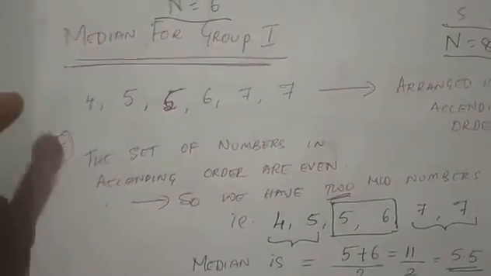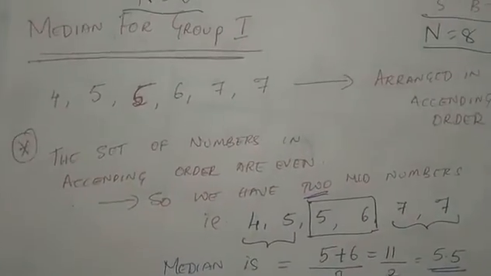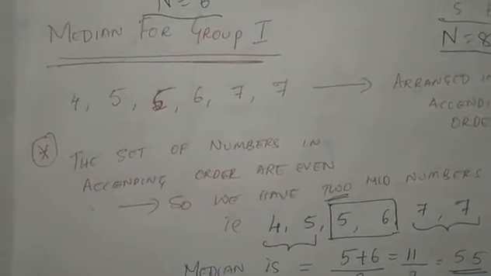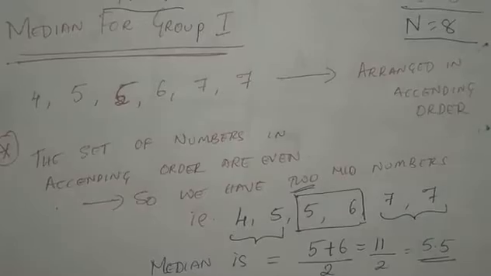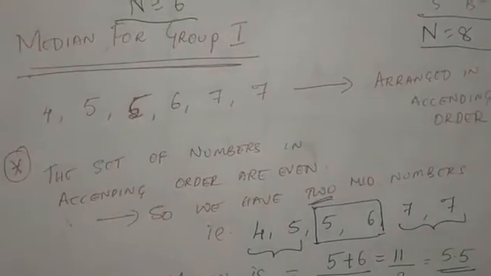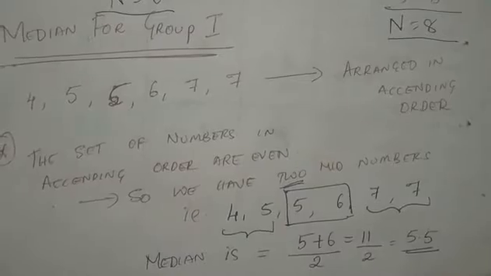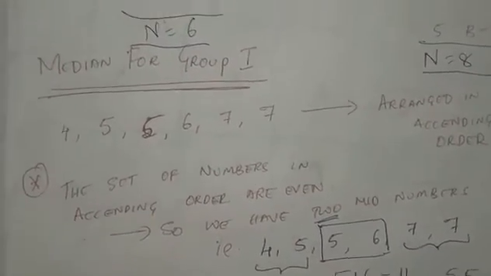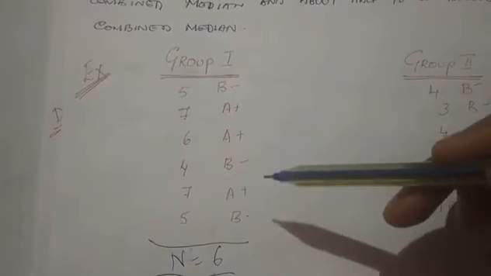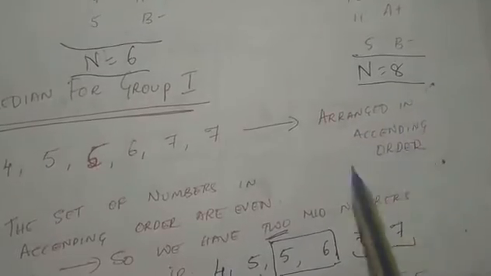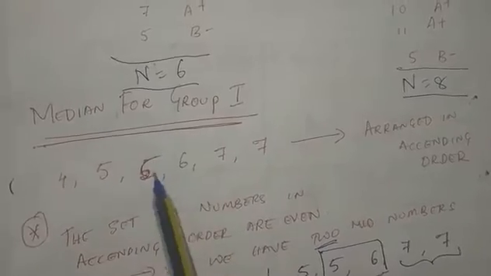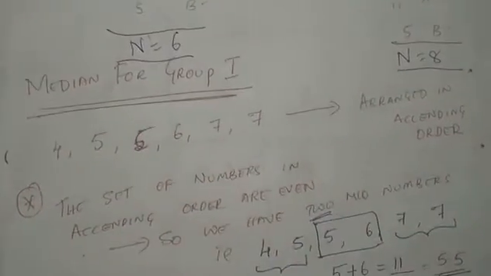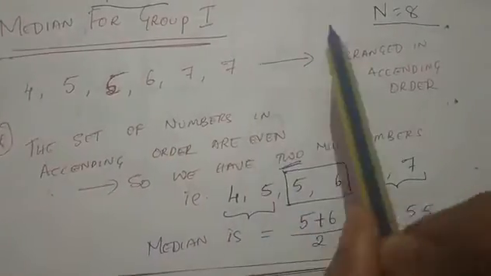Median for group 1. First, the median itself is the midpoint of a series where the scores are arranged in ascending or descending order. It should be arranged accordingly, then you can move forward to find the median. We have the scores here: 5, 7, 6, 4, 7 and 5. Total n is 6. We'll first arrange those scores in ascending order: 4, 5, 5, 6, 7 and 7. So the n is 6.